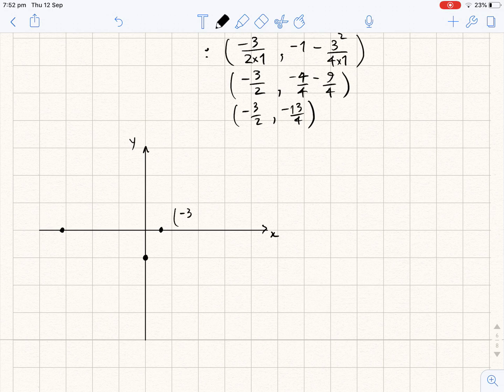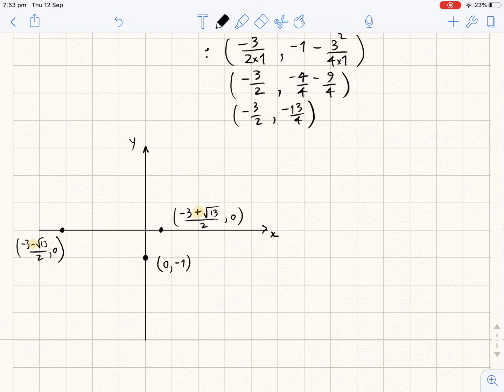So it was (-3 plus the square root of 13) all divided by 2, comma 0. And then this one was (-3 minus the square root of 13) all divided by 2. Now I know that this has to be the bigger one because it's plus, and this has to be the smaller one because it's minus. Okay, my y-axis intercept is when x is 0 and y is -1.